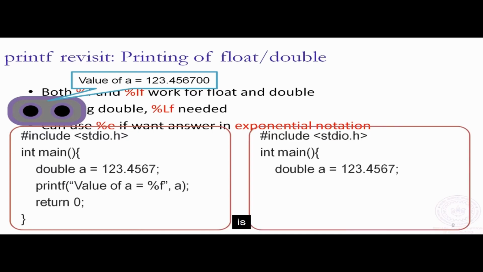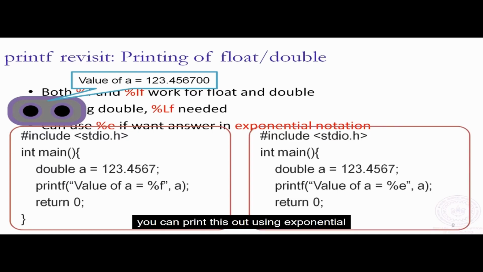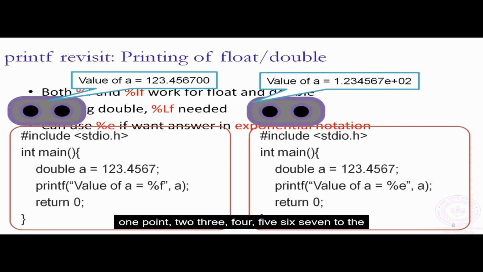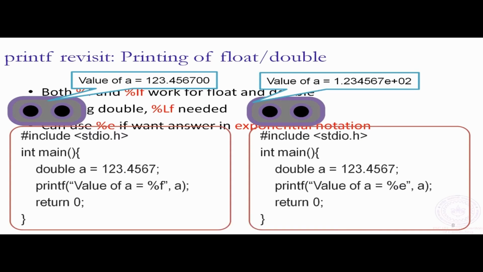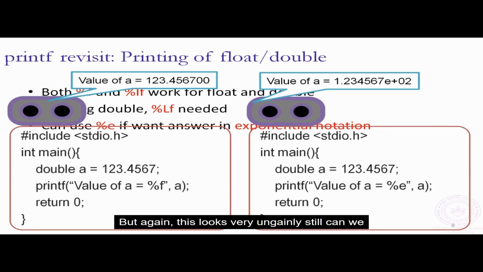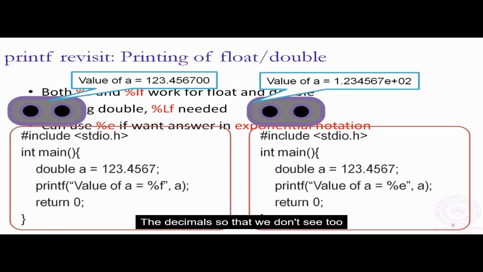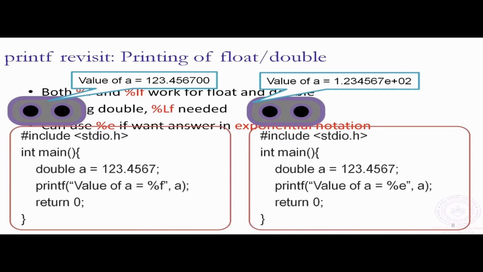But what you can also do is you can print this out using exponential notation. And in this case, what you will get is 1.234567 times 10 to the power 2, which is correct. But again, this looks very ungainly still. Can we round up the decimals so that we don't see too many of them?